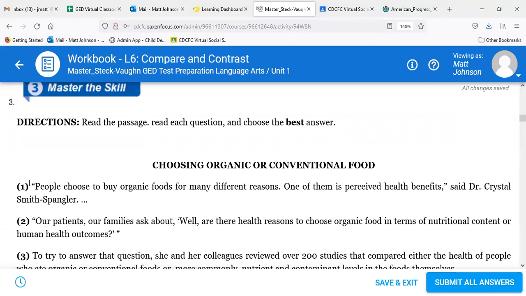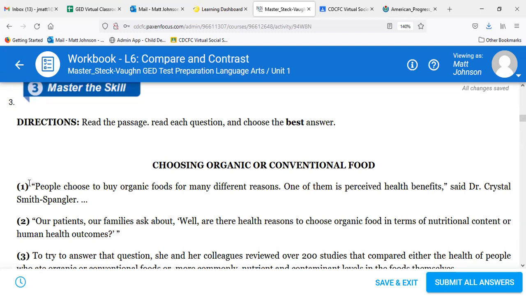Okay, in the new passage here, starting off paragraph one, choosing organic or conventional food. So we know right away, in the title, what we're comparing and contrasting. I doubt we're talking about anything else. We're not talking about Monopoly and Scrabble or forks and spoons. We're talking about organic or conventional food. So people choose to buy organic foods for many different reasons. One of them is perceived health benefits, said Dr.